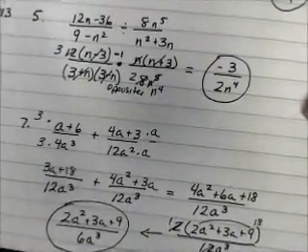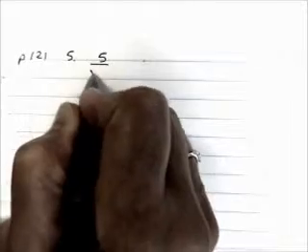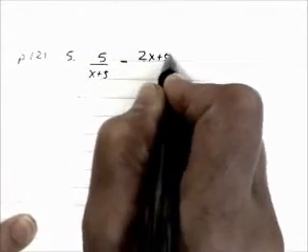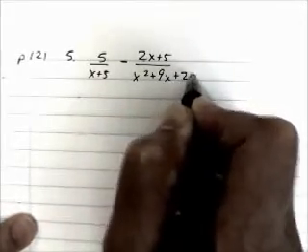We're going to finish up with 2 subtraction problems. And they would be found on a worksheet that is numbered page 121. We're doing number 5 first, which is 5 over (x plus 5) subtract (2x plus 5) over (x squared plus 9x plus 20).